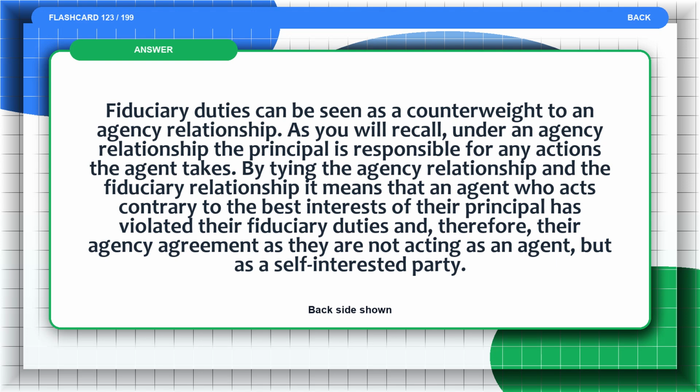The answer is: fiduciary duties can be seen as a counterweight to an agency relationship. As you will recall, under an agency relationship, the principal is responsible for any actions the agent takes. By tying the agency relationship and the fiduciary relationship, it means that an agent who acts contrary to the best interests of their principal has violated their fiduciary duties and, therefore, their agency agreement, as they are not acting as an agent, but as a self-interested party.